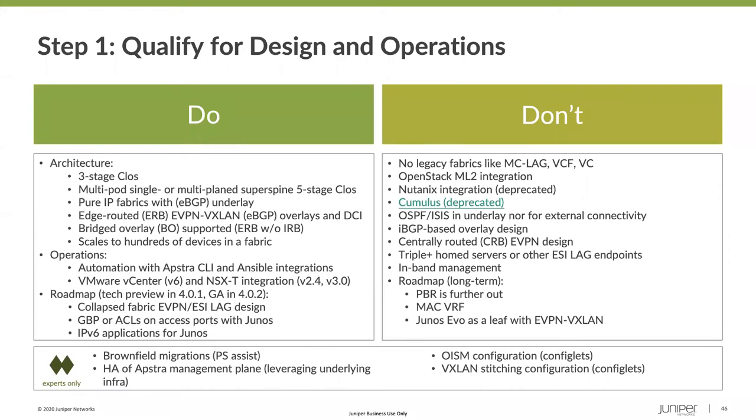High availability requires using VMs and similar, which could also be done, but requires some professional services. OISM, that's some advanced multicast within the fabric, and that could be done by configlets, as well as VXLAN stitching, which might be even more important. The configlets are where you take a portion of a Junos config, which you enter into the Apstra graphical user interface and then send out. There are some limitations on what we can support. I will show that in the demo.